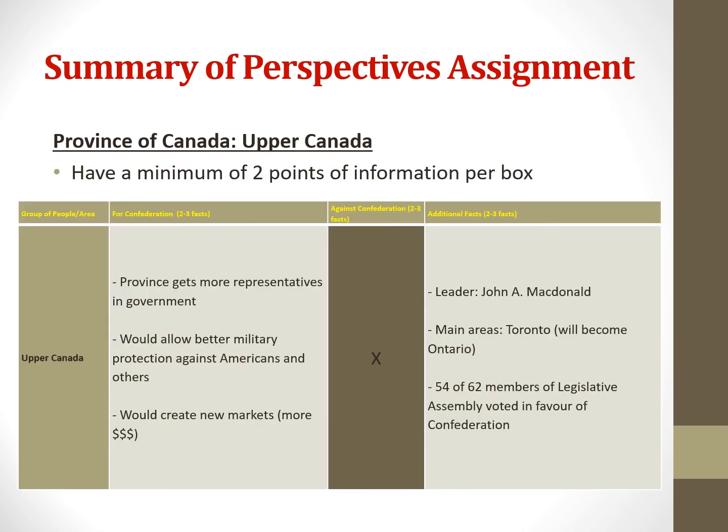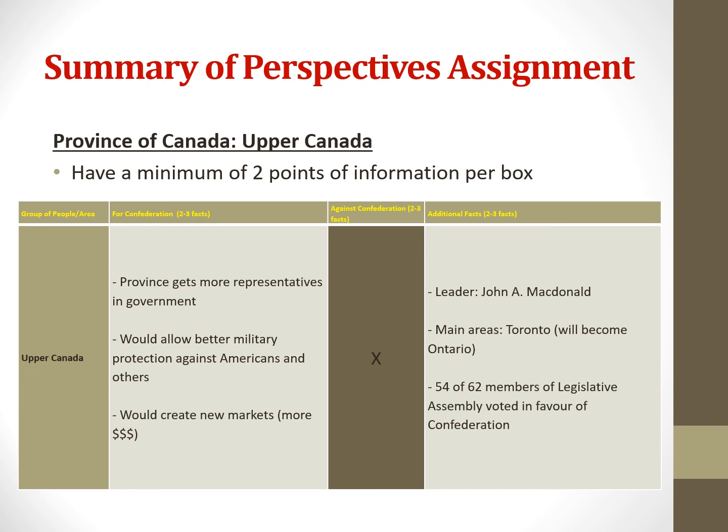So let's carry that information into our chart. You'll notice that I took some of the major points. It was really nicely laid out, with three things it talked about, so I pulled three points from those. The first is that the province gets more representatives in the government. The second is that it would allow better military protection, and the third, it would create new markets, so more money. You'll notice that I wrote these very shorthand, very point form. That's all you need to write.